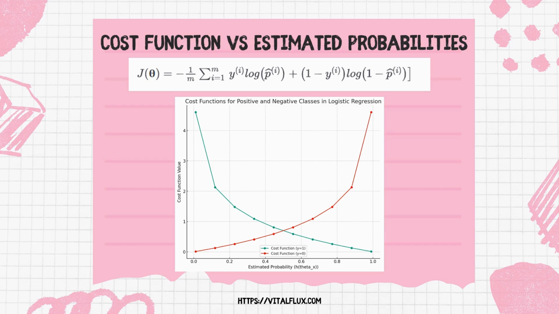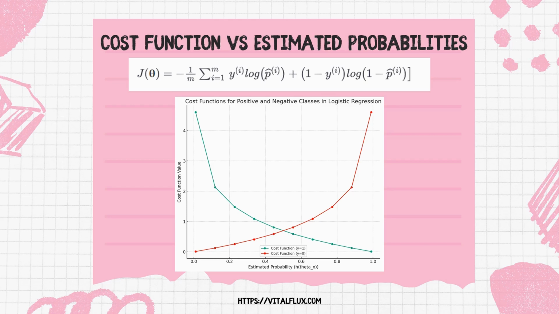Y I is the actual label of the training example, which will take the value of either 1 or 0 for the binary classification problem. And P I is the estimated probability that the outcome is 1, or the positive class.